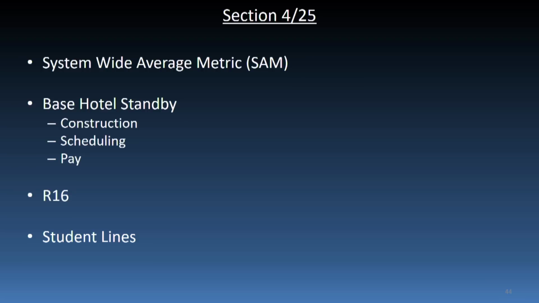Base hotel standby. One of our openers was to totally remove base hotel standby. We were unable to do that. The company was unwilling to give this up totally, but we were able to come up with what we feel like is a pretty good solution in that all known base hotel standbys have to be included in the bid pack, just like trips. They can only be constructed during the bid pack process and during the secondary line process. After the secondary line process is done, they can make no more base hotel standbys.